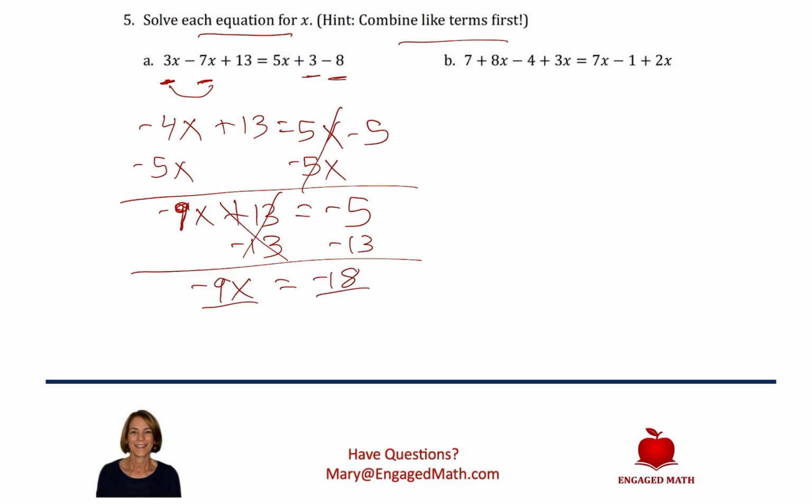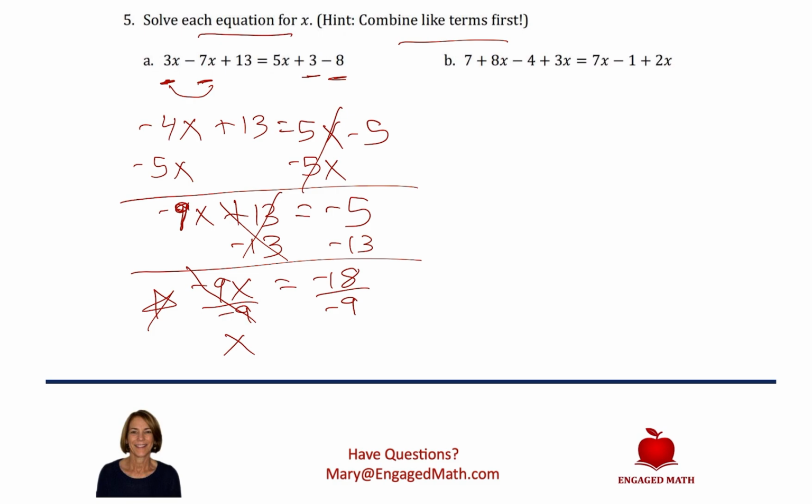And now we can simply divide both sides by negative 9. The reason we're dividing by negative 9 is that negative 9 right here next to the x is multiplying the x. So we undo that by dividing. And the reason we can just cancel it is negative 9 divided by negative 9 is simply 1. So we can just write 1x or just x.